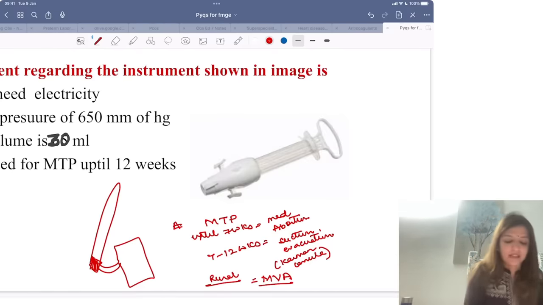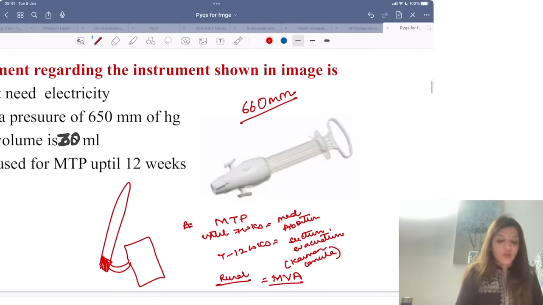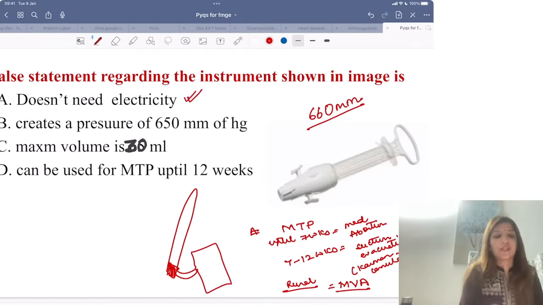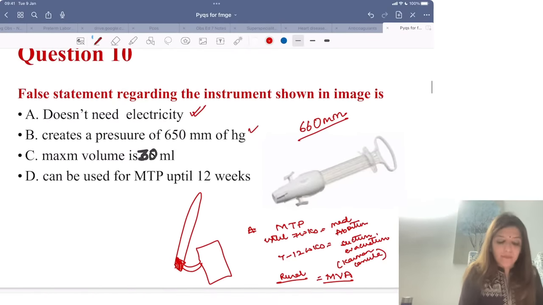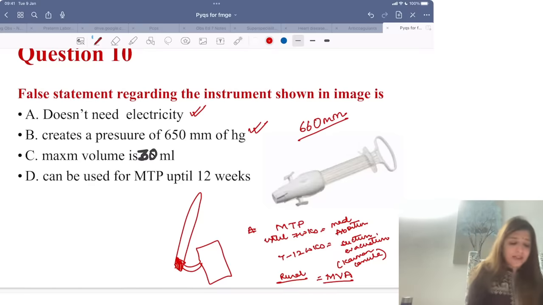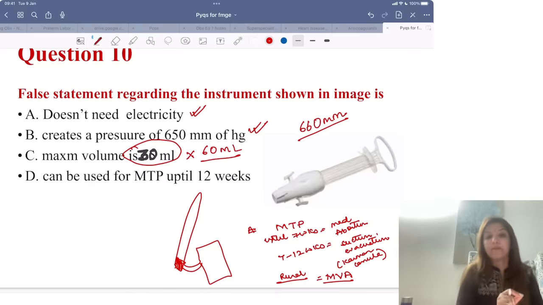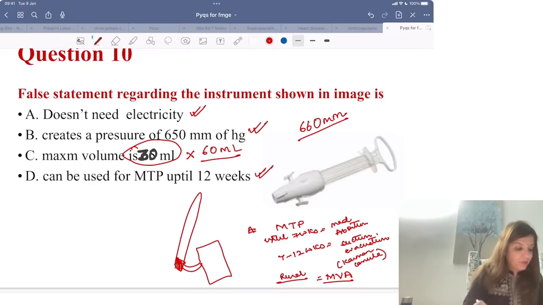Kitna pressure generate karti hai? 660 millimeters of mercury. 660 option mein nahi diya hai, to second best answer is 600 millimeters of mercury, right? So it doesn't need electricity, this is right. It creates a pressure of 650 millimeters of mercury, right? Its ki capacity 30 ml hoti hai, wrong. Ye jo syringe hoti hai, iski capacity hoti hai 60 ml. And it can be used for MTP up till 12 weeks, right?